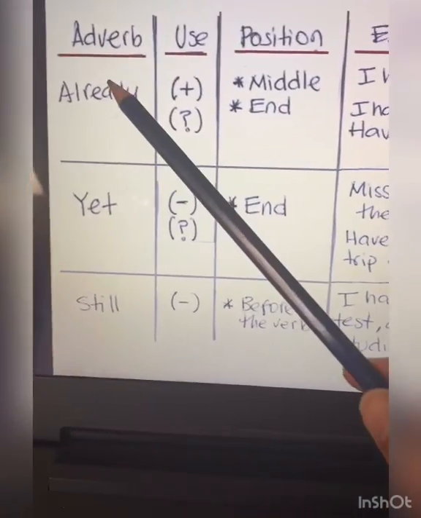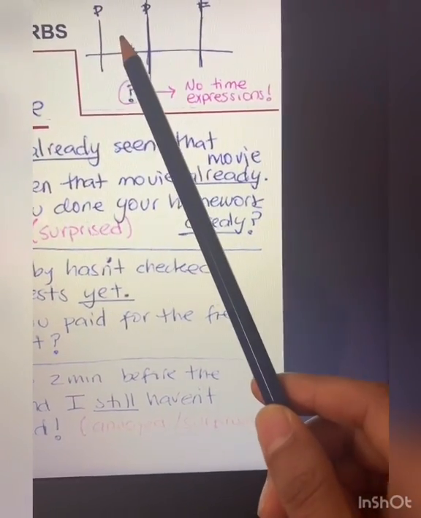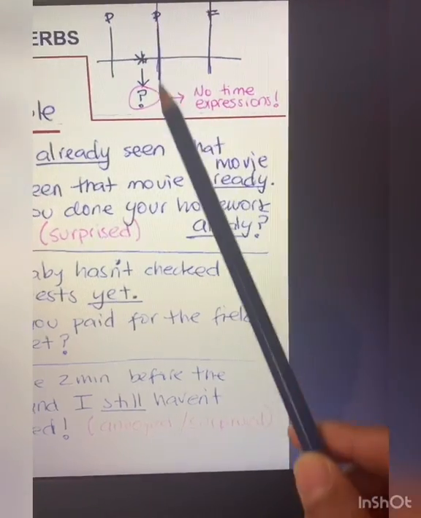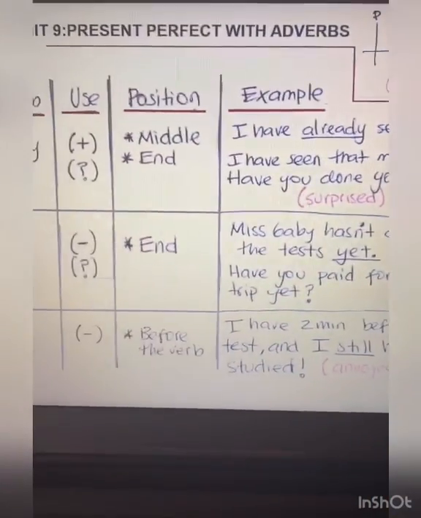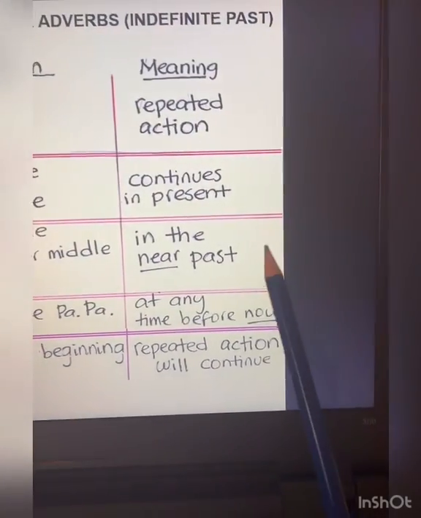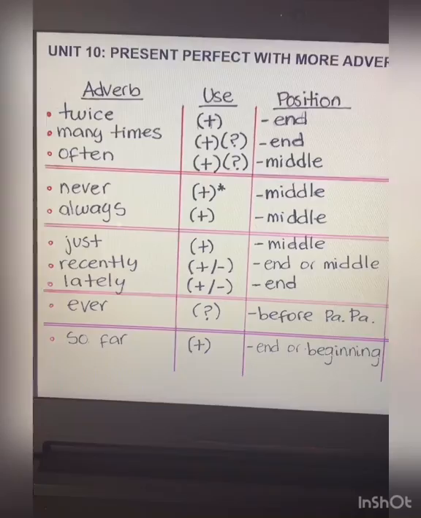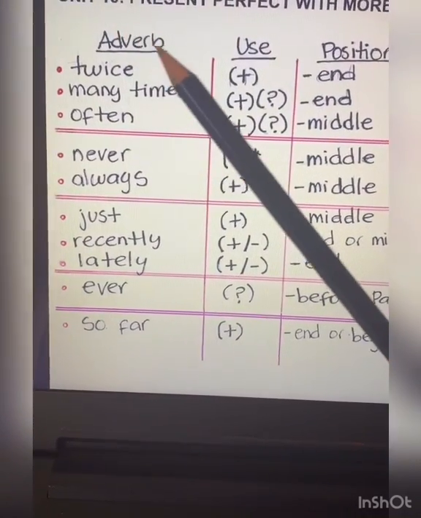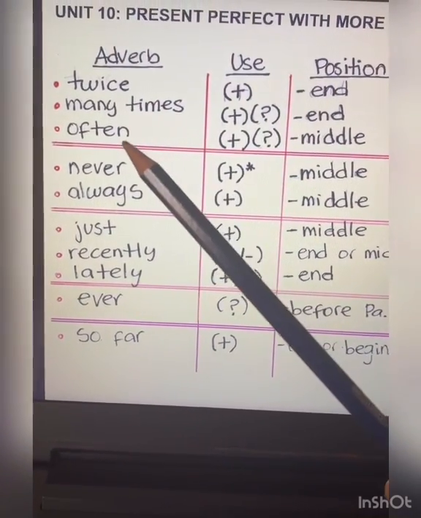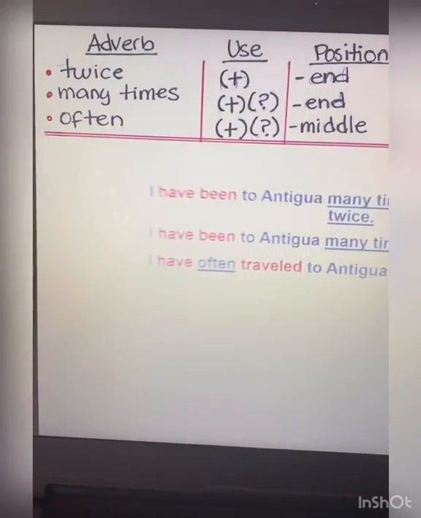In the case of already, yet, and still, the connection to the present was that we did this action sometime before the present. Now with the next adverbs that we're going to learn, there is also a connection with the present. So we're going to see the first ones that are twice, many times, and often. Okay, so let's see these first.